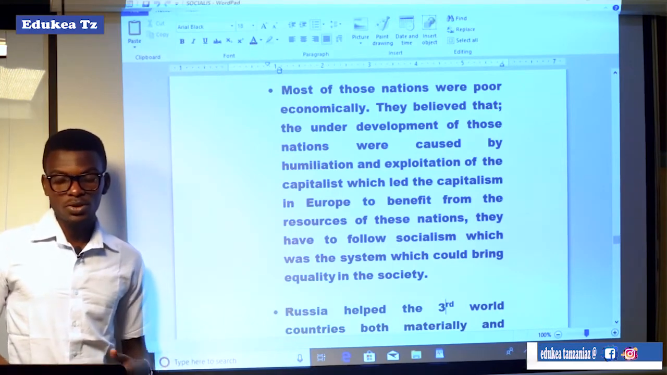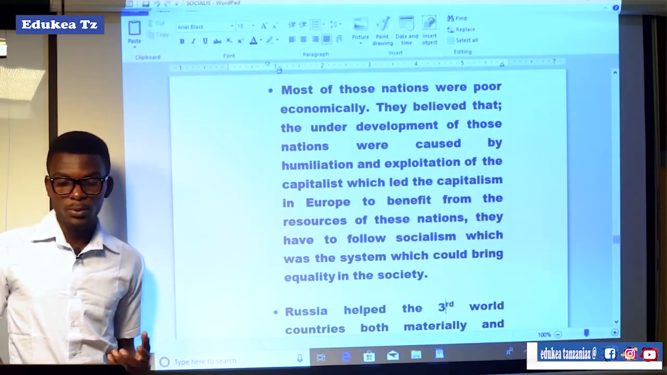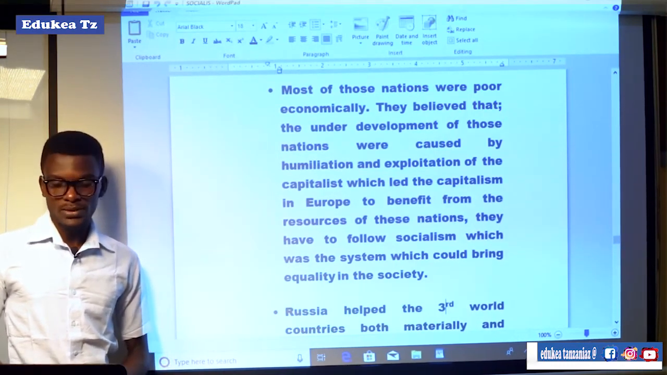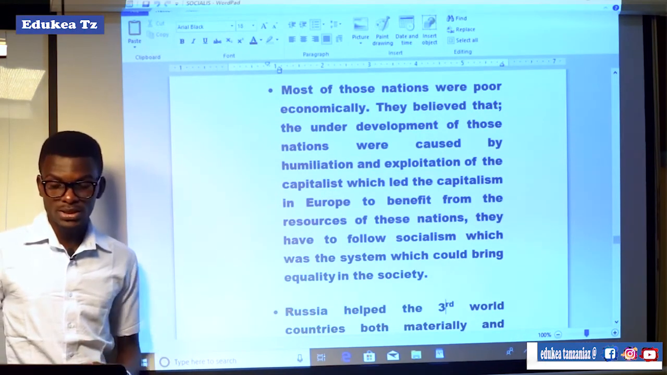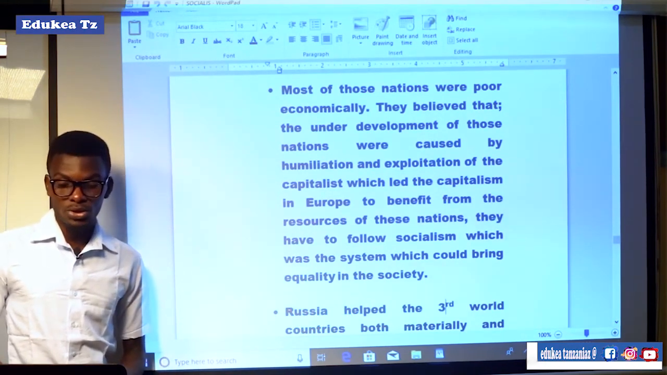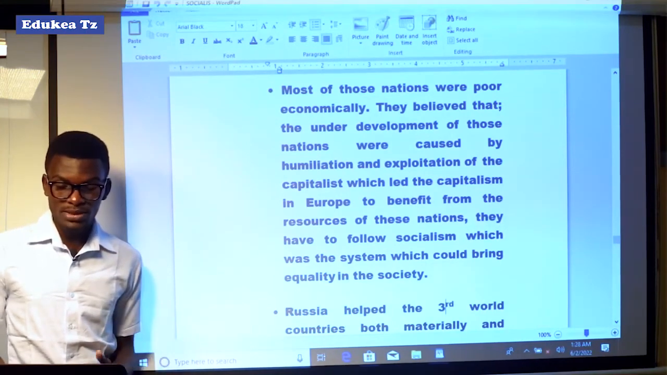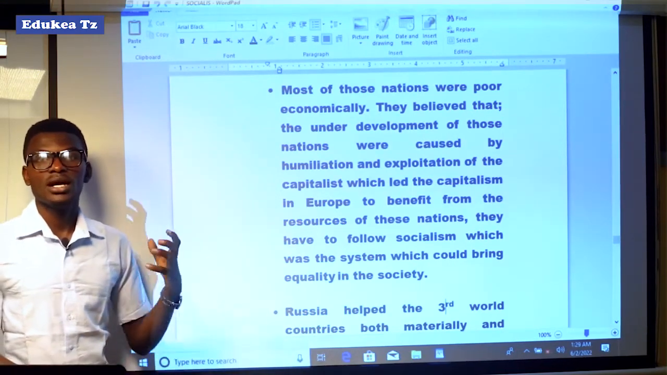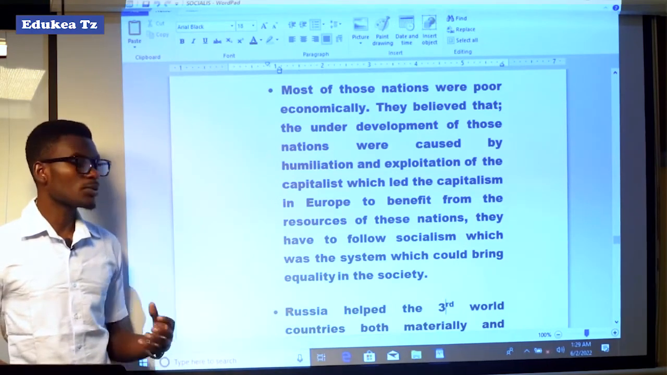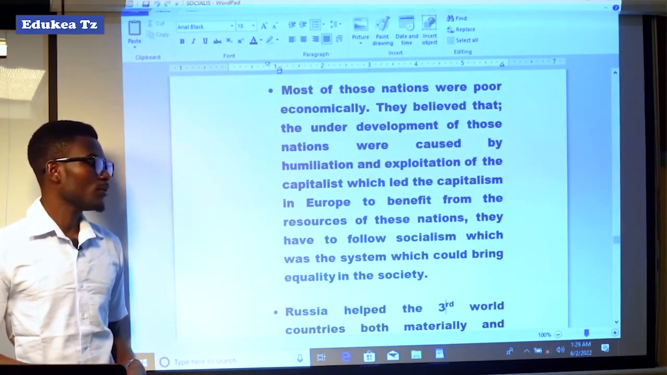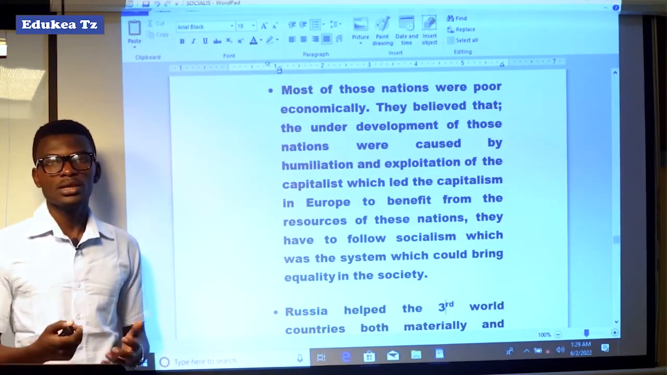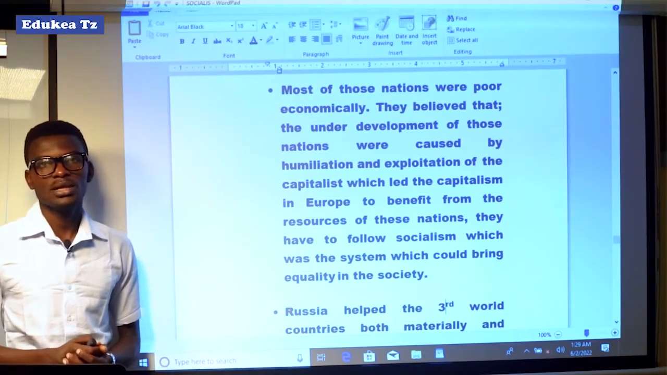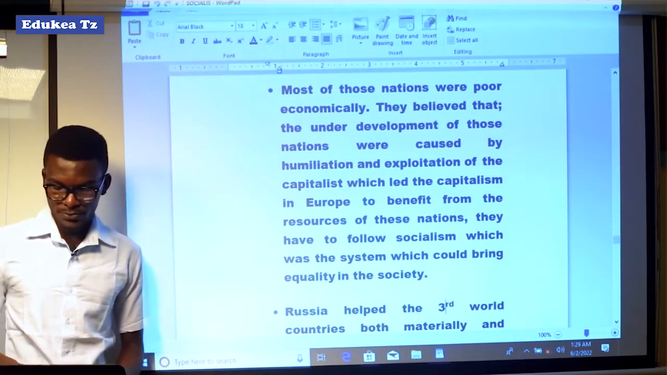It means that most of those nations were poor economically, and they believed that the underdevelopment of their nations was caused by the humiliation and exploitation of the capitalist ideology, led by capitalism in Europe, to benefit from the resources of the third world countries. That's why they had to follow socialism, which was the system that could bring equality within their society. And that made the third world countries follow socialism as they adapted it from Russia.